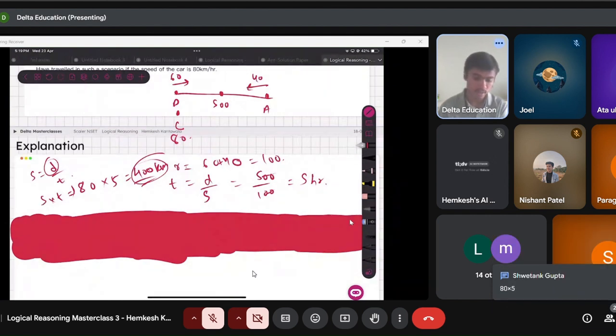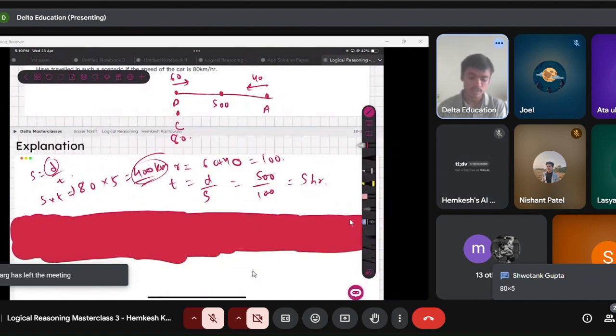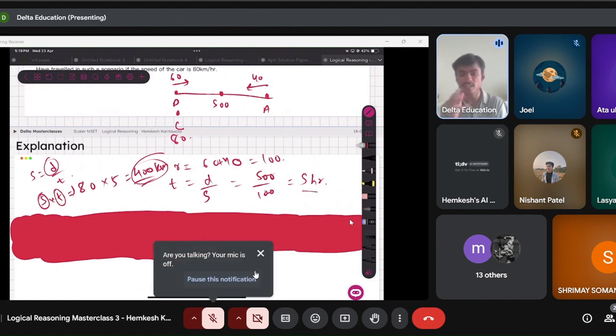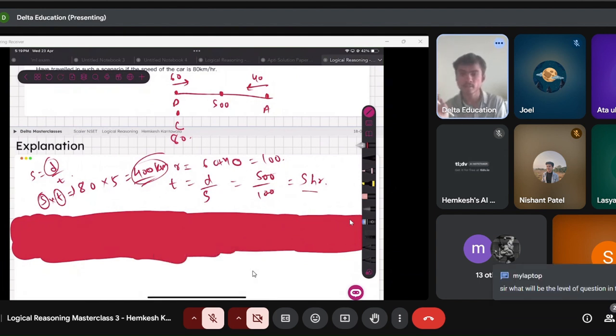18 to 5. Okay, see, so we know that this is the speed of the car. 80 was the speed of the car, and the time taken was 5 hours from here. So that's why we multiplied by 5. Why? Because the car is continuously moving from one train to another till both the trains meet at one point. So that's why we can directly do this 18 to 5. 5 into 80 is 400.